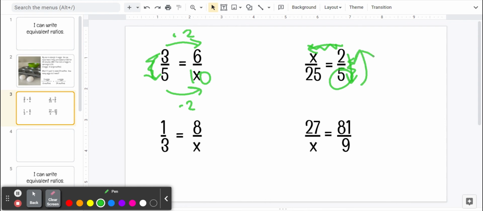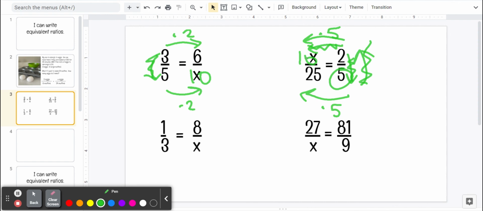Can 5 multiply by anything to make 2? Or can 5 multiply anything to make 25? Can't go this way. But 5 times something is 25. We can times it by 5. 5 times 5 is 25. So we're going to do the same thing up on top. 2 times 5 is 10. So x is 10. Again, that was just a coincidence.